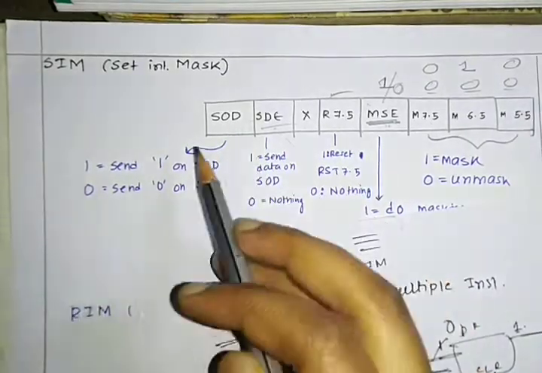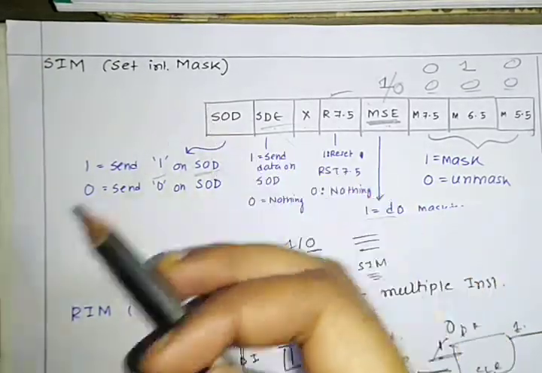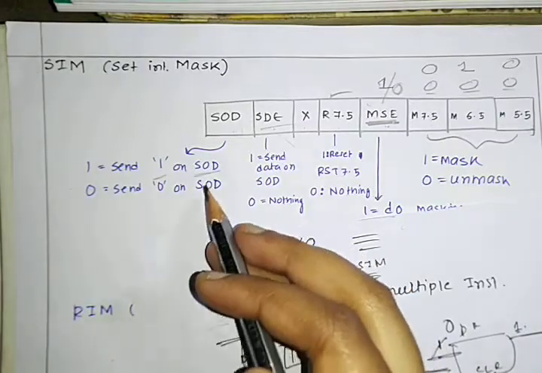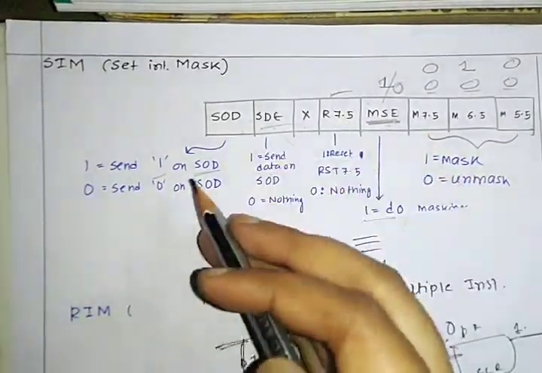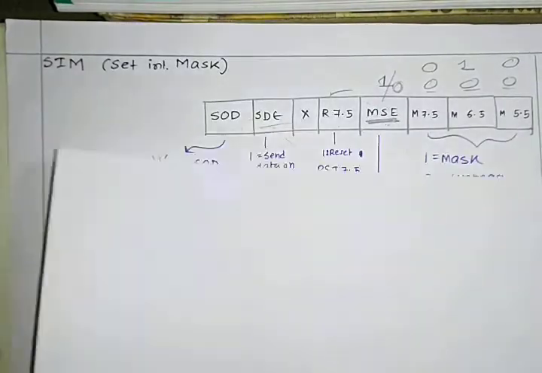And for SOD, if it is 1, then send 1 through your SOD pin, serial output data, and if it is 0, then send 0. Okay, so how does this get performed? Suppose, let me take an example.